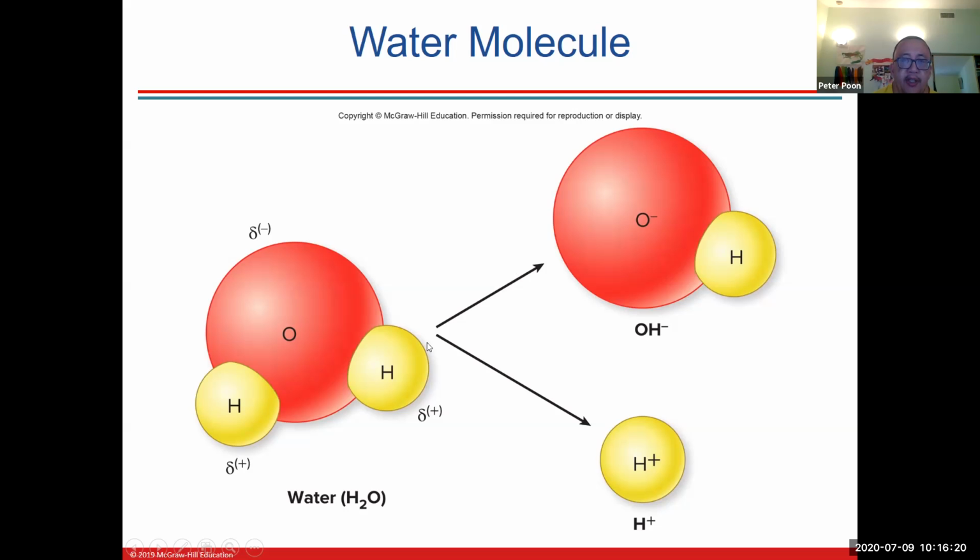Occasionally, one hydrogen will pop off and lose its charge completely to the oxygen, and it will form an H plus acid, and this will be an OH minus base. This happens about 1 out of 10 million water molecules, 10 to the 7th.